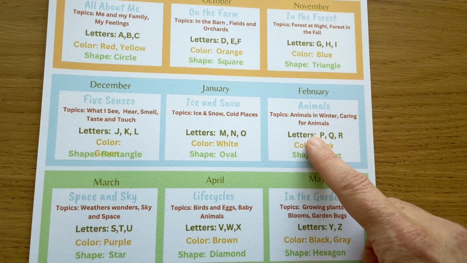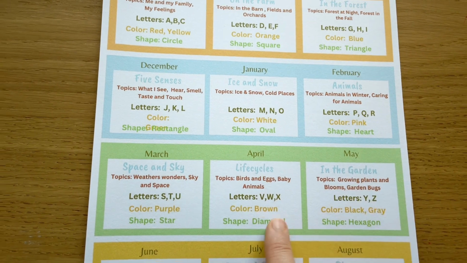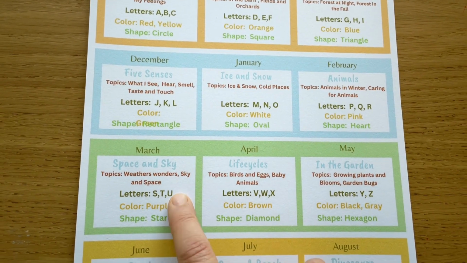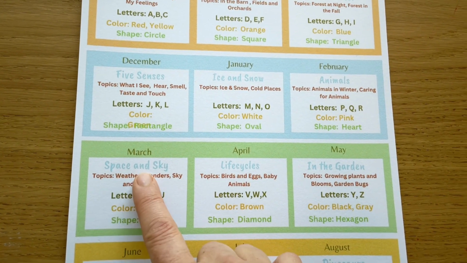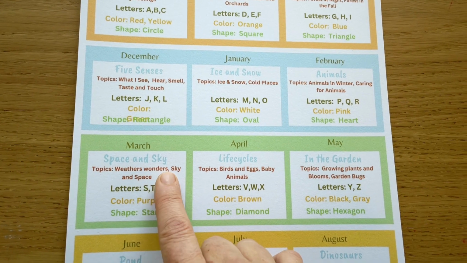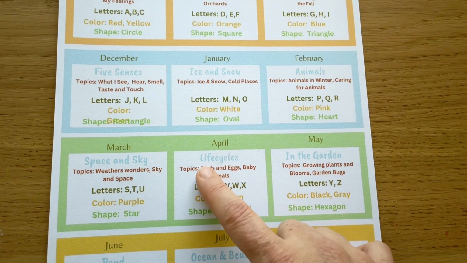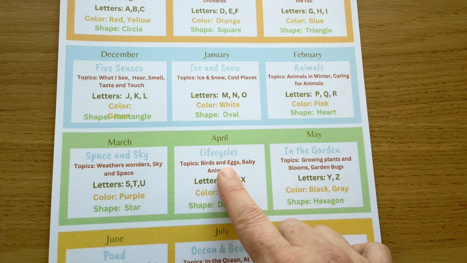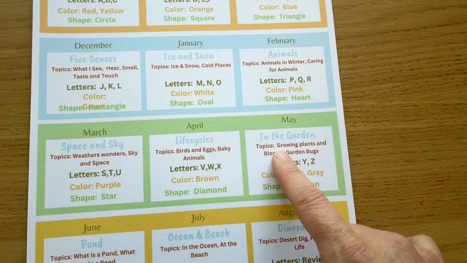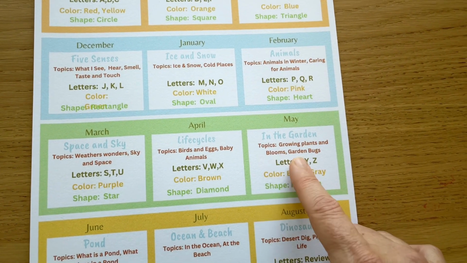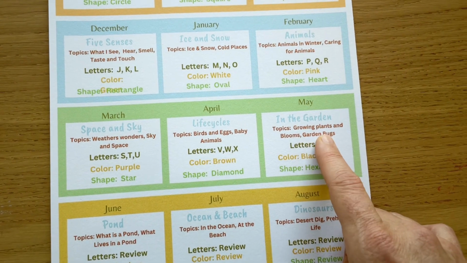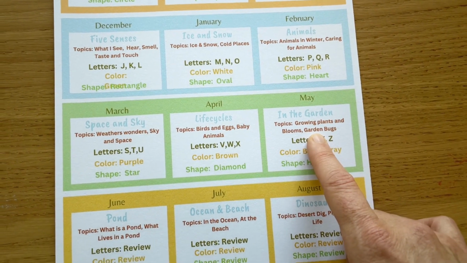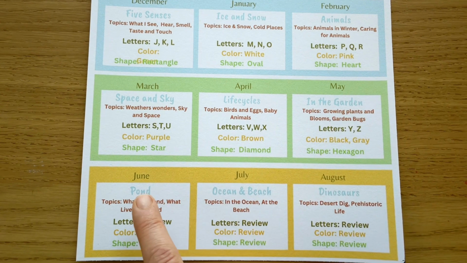So March, April, May. For March we have Space and Sky, and that's going to start with Weather's Wonders as well as Sky and Space. And then April we have Life Cycles, Birds and Eggs, and baby animals with that. And then in May we have In the Garden, and that gives us the topics of growing plants and blooms, and then also garden bugs. So this is also going to be our pollinators like bees and butterflies.